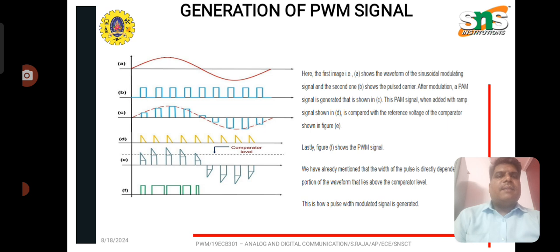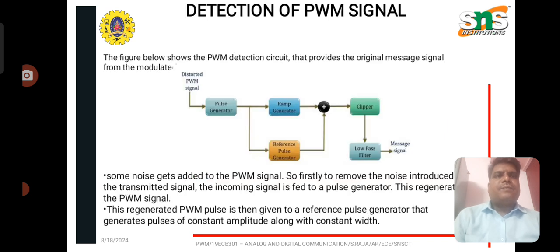We have already mentioned that the width of the pulses is directly dependent on the portion of the waveform that lies above the comparator level. This is how a pulse width modulated signal is generated.